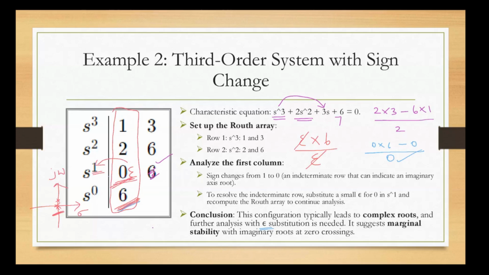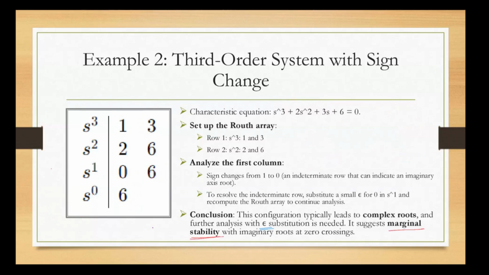And that makes the system marginally stable. So if all the roots are on the left, it is stable. If roots are on the right or on the imaginary axis, then it is marginally stable. And now we will move on to another example.